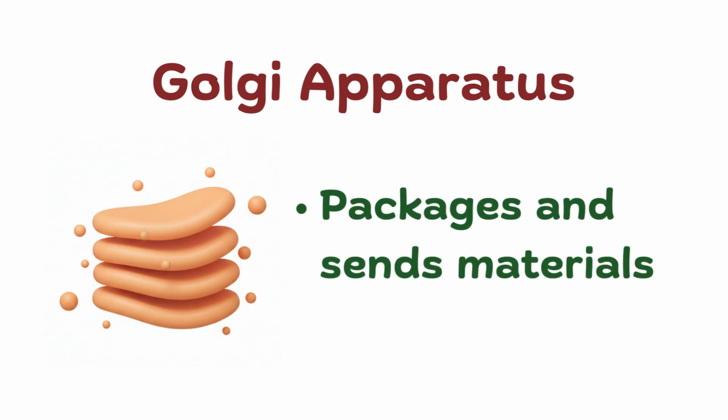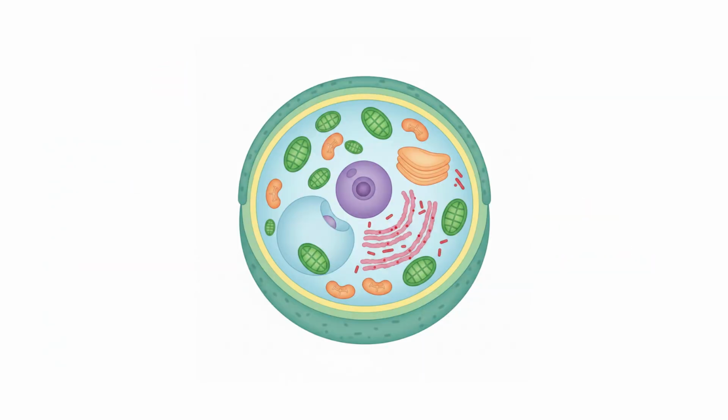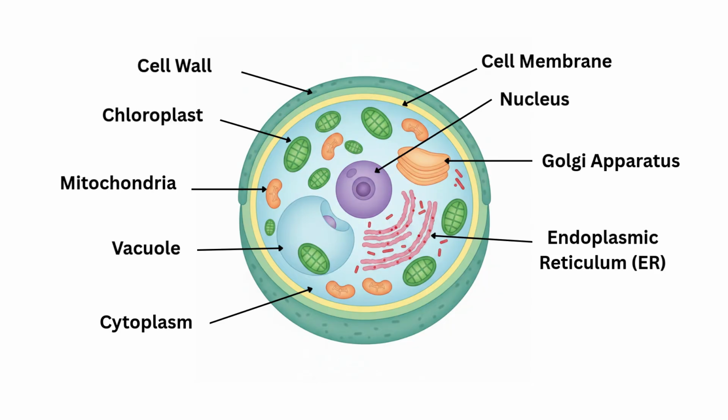It modifies, sorts, and packs proteins and other materials so they can be transported to where they are needed inside or outside the cell. This is the completed diagram of a plant cell. Now, try to identify each part and label them on your own.